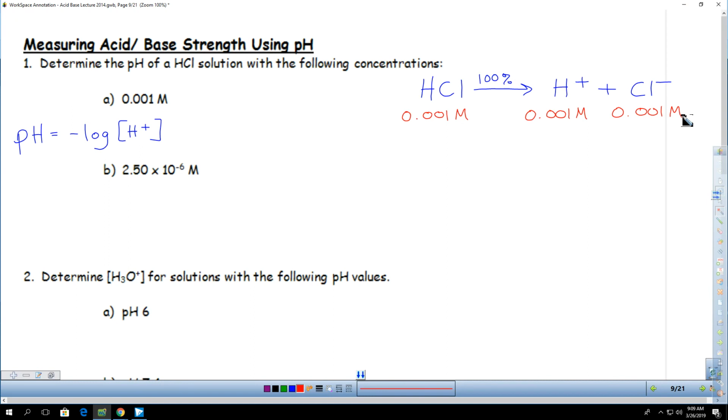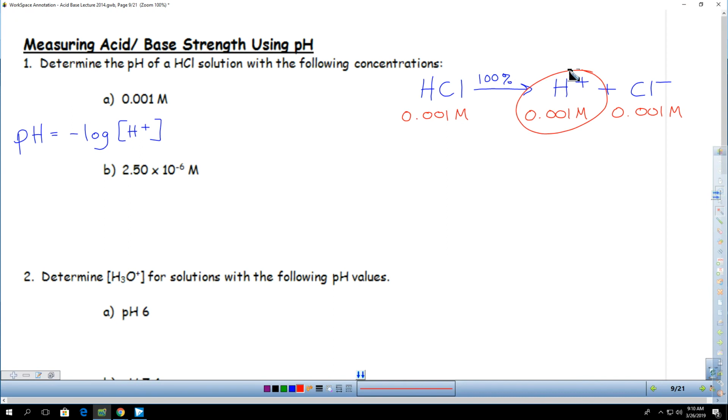Well, in the end, I don't really care so much about the chlorine. It's there. It's fine. It's not hurting anybody. But to calculate pH, I need this guy. I need the opposite log of the hydrogen concentration. And the nice thing about a strong acid is that since it dissociates fully, the concentration of hydrogen will be the same as the concentration of the original acid.